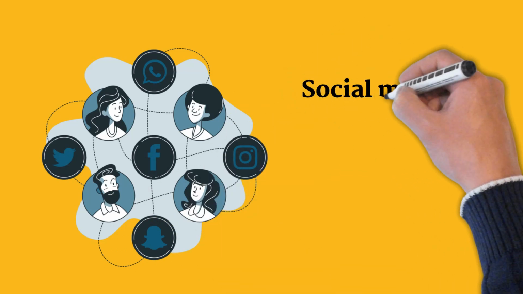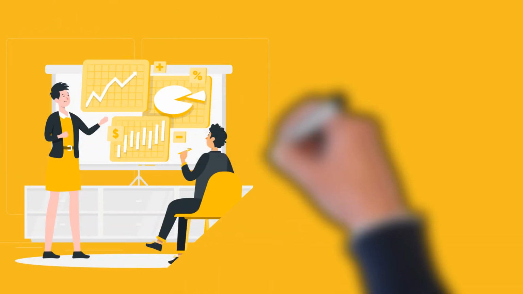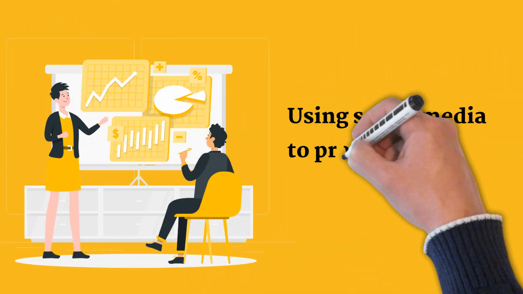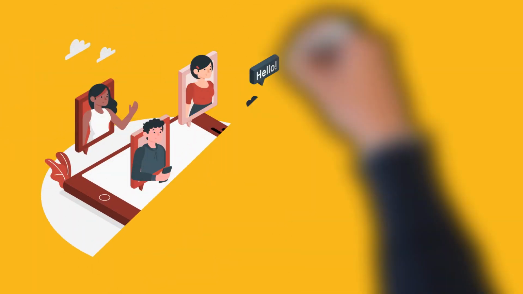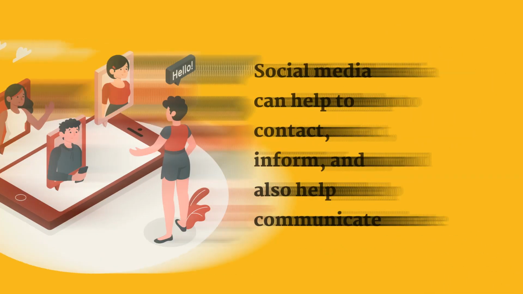Social media is an effective way to reach the mass, and insurance agents have also taken steps in utilizing insurance marketing through social media. Also, an independent insurance agent starting an insurance business is using social media to promote their business. Social media can help insurance agents to contact, inform, and also help communicate with their policyholders.